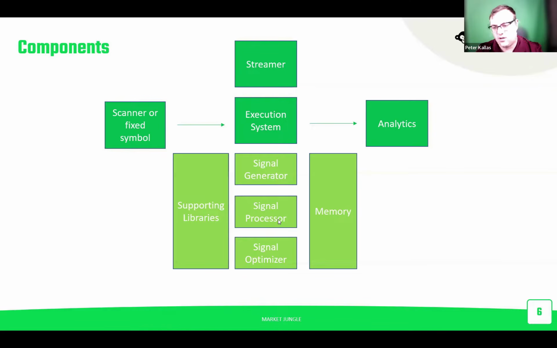Essentially, if I generate a buy or sell signal, that's going to be passed over to my signal processor, where my signal processor is going to leverage an API to my broker and place that particular order with my broker. There's also a lot of supporting libraries that I'm using. Some of them I've developed myself, some of them are third party. As well, in my system, I have a signal optimizer.